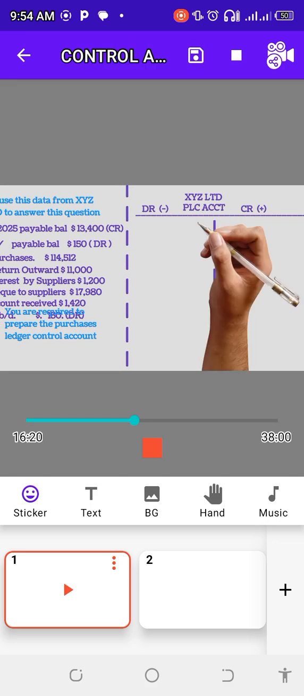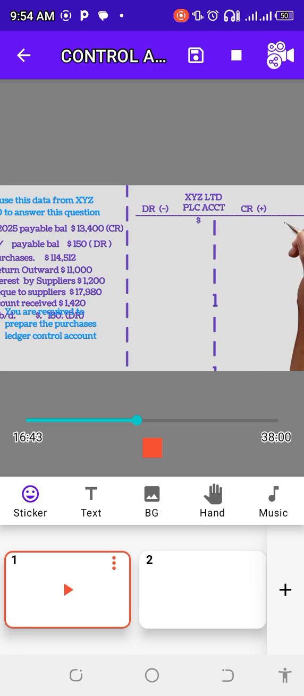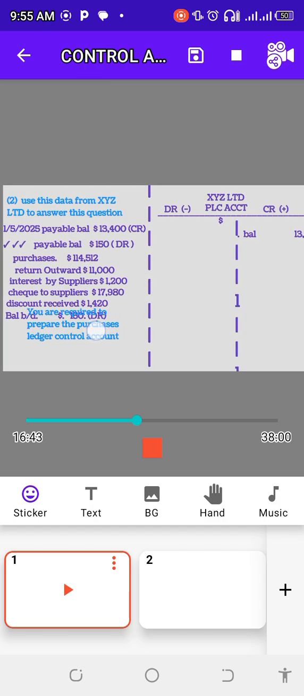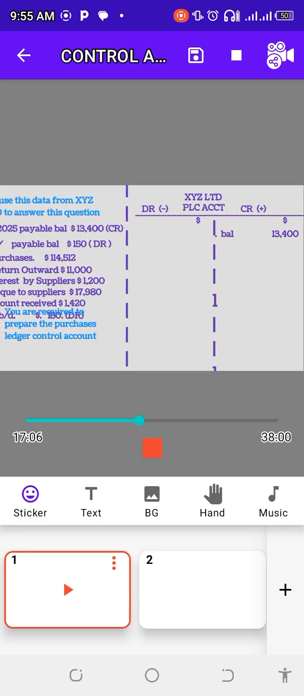Now the first balance, the unit of account is dollar. So the first balance is balance brought down by the credit side, which is 13,400. Then the next thing we are going to post is balance brought down by the debit side, which is 150. That one is actually to be refunded to the business.